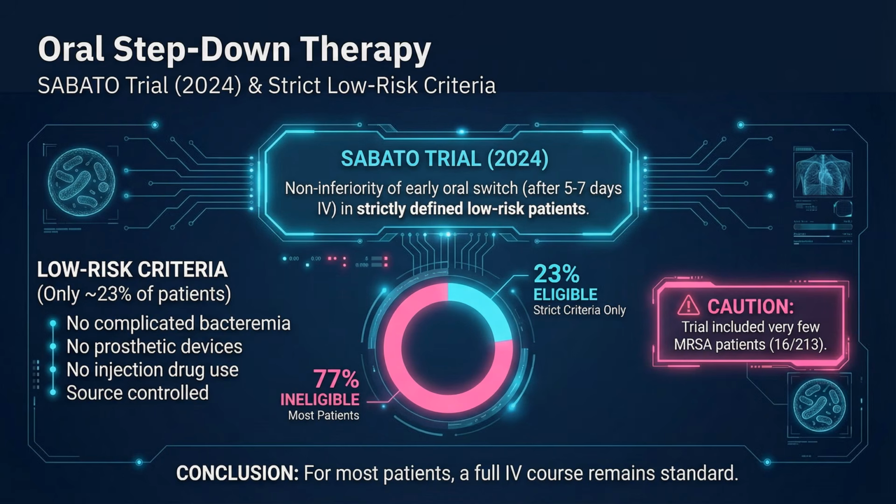These criteria include no deep-seated focus of infection, no septic shock within 4 days, no prolonged bacteremia greater than 72 hours, no fever in the 2 days prior to randomization, and removal of intravascular catheters within 4 days. For most patients with Staph aureus bacteremia, a full intravenous course remains standard. Importantly, the SABATO trial included very few MRSA patients, only 16 out of 213, limiting its generalizability to MRSA bacteremia.